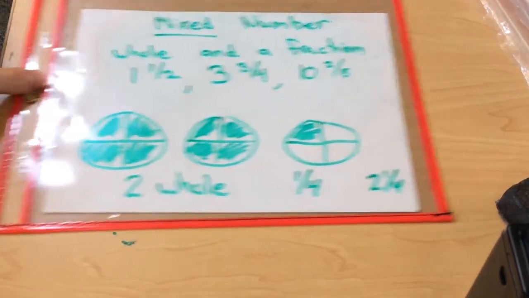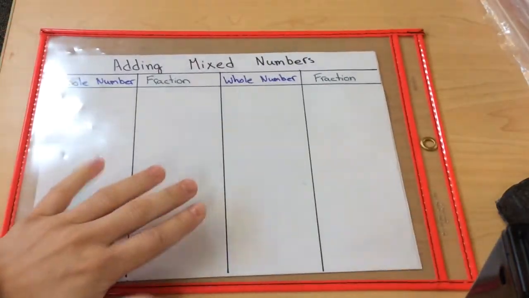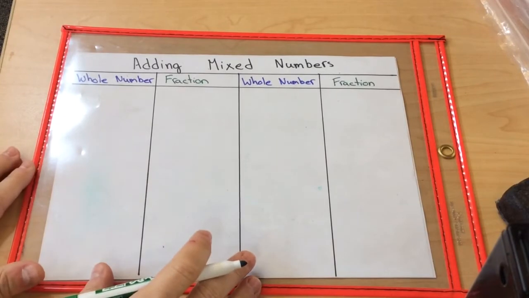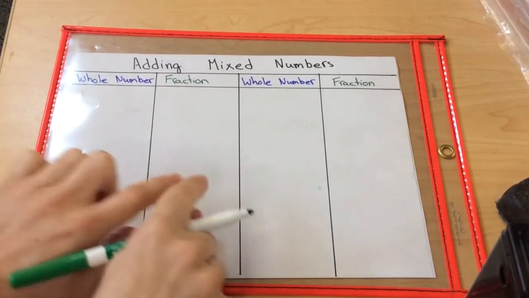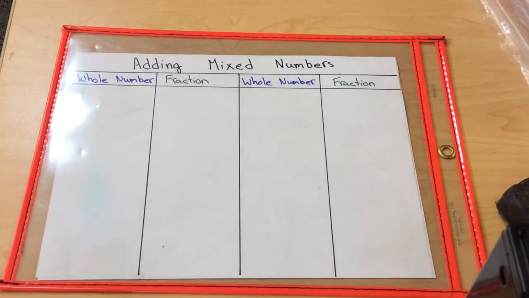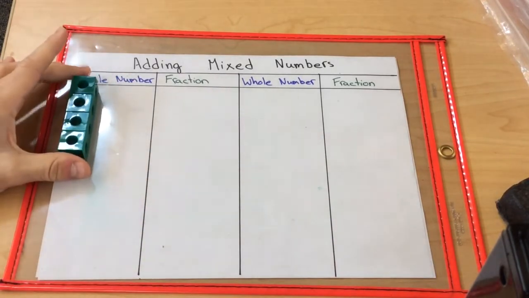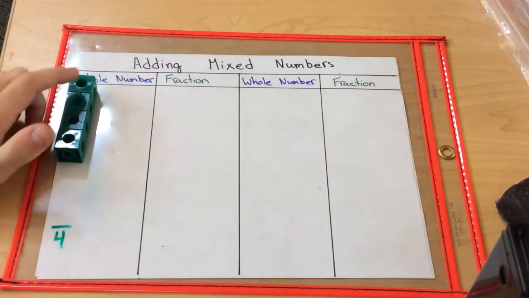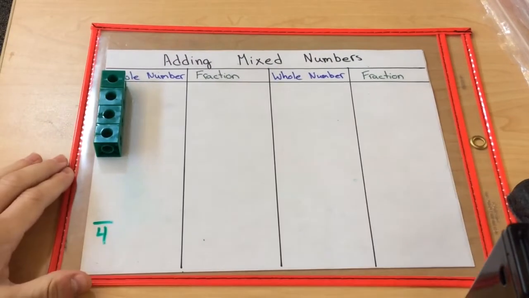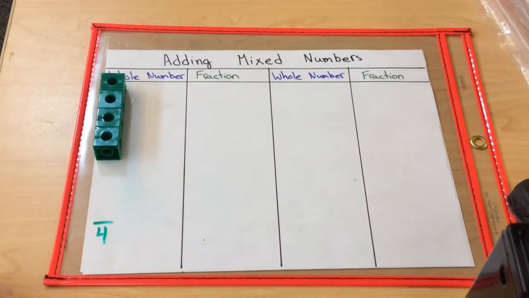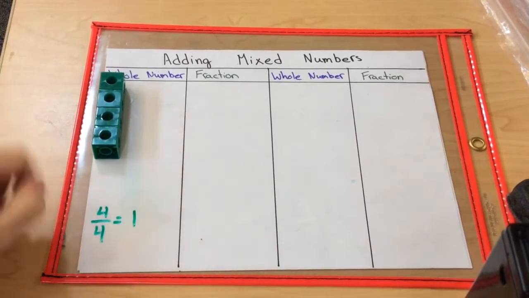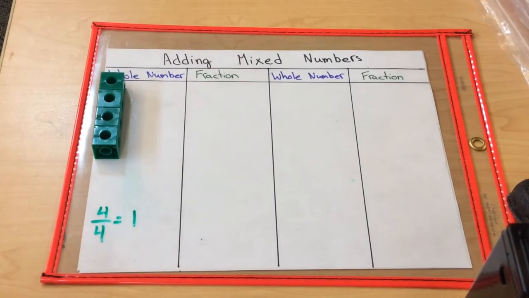So now I want to show you how we can add these fractions together. And to do that, I'm going to start with using this chart. This is a chart that you can recreate yourself. I've split it into whole number and fraction, whole number and fraction. So for this first example, I'm going to have my denominator be 4. I'm showing this with 1, 2, 3, 4 cubes, off to the side here. So I know that 4/4 is equal to 1. So right now, these cubes are representing 1 whole.